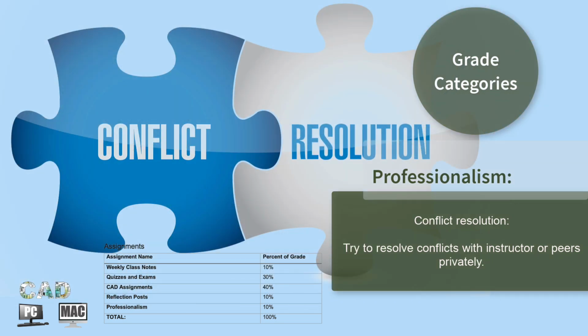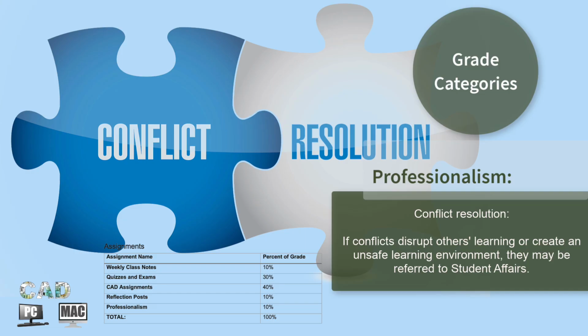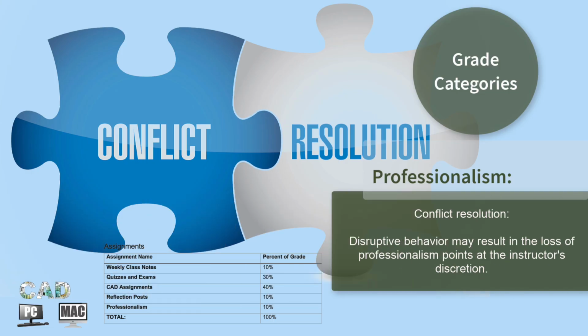Conflict resolution. Students should attempt to resolve conflicts with the instructor or peers privately. If conflicts disrupt others' learning or create an unsafe learning environment, they may be referred to student affairs and may result in the loss of professionalism points at the instructor's discretion.